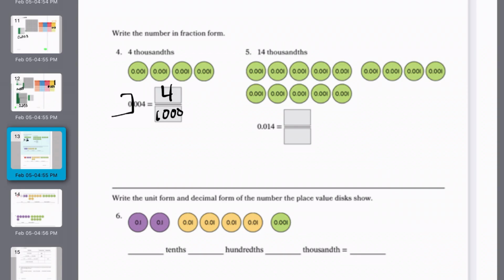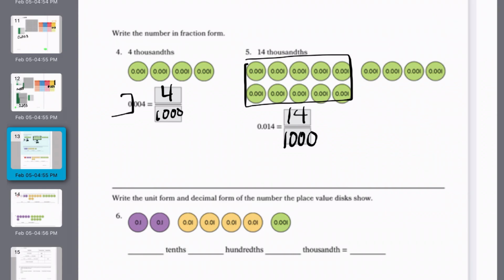We have 4 of those 1,000 pieces. Okay? On the next one, we have 14 thousandths. We had enough to make a whole group right there, which would turn into a hundredth. Imagine this is a puzzle we were building that had 1,000 pieces. We found 14 of those pieces, but to make the whole puzzle, we needed 1,000.